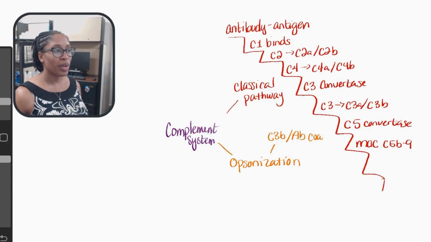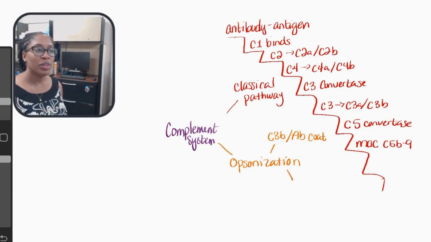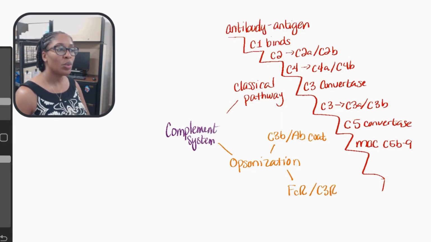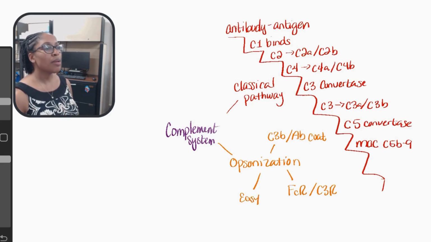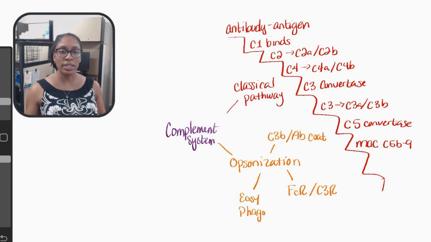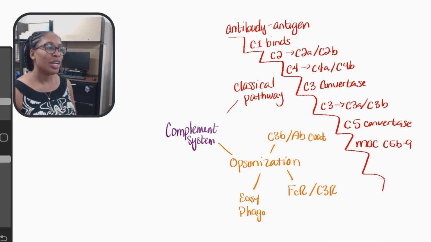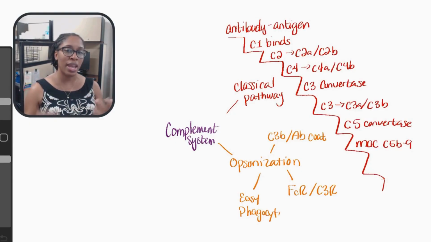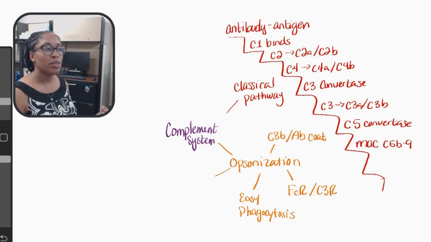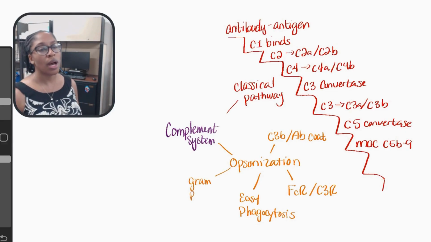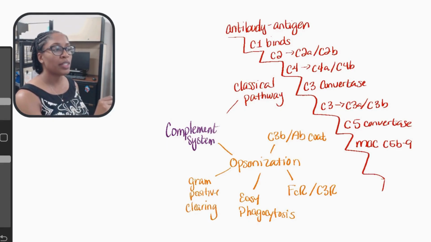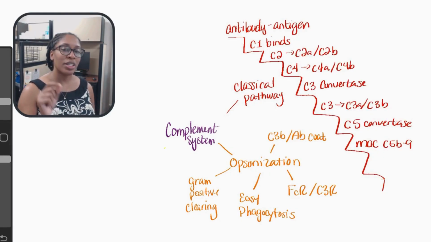Beyond the classical pathway, complement also strengthens immunity through opsonization. When antibodies or C3b coat the surface of pathogens, they act like molecular handles that phagocytes can easily grab onto. Now, neutrophils and macrophages have receptors for both antibodies and C3b. This allows them to bind quickly and engulf the opsonized microbe.